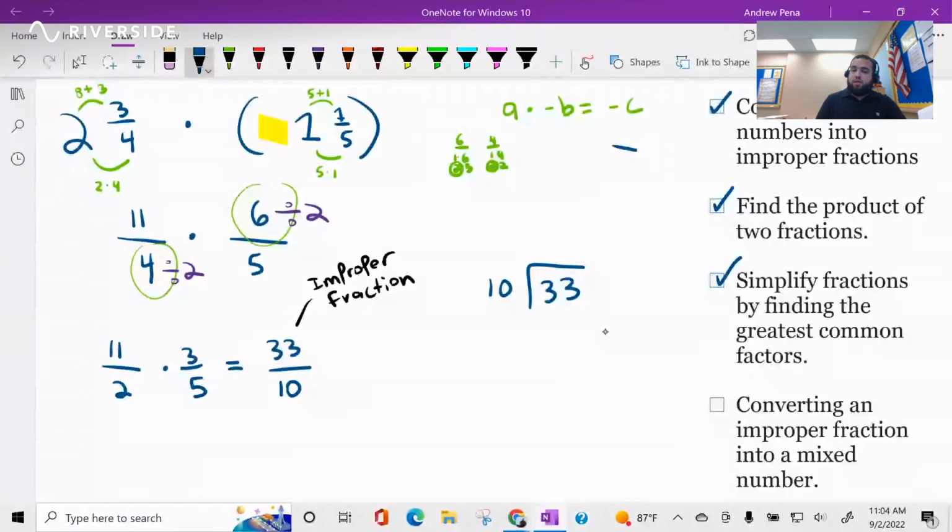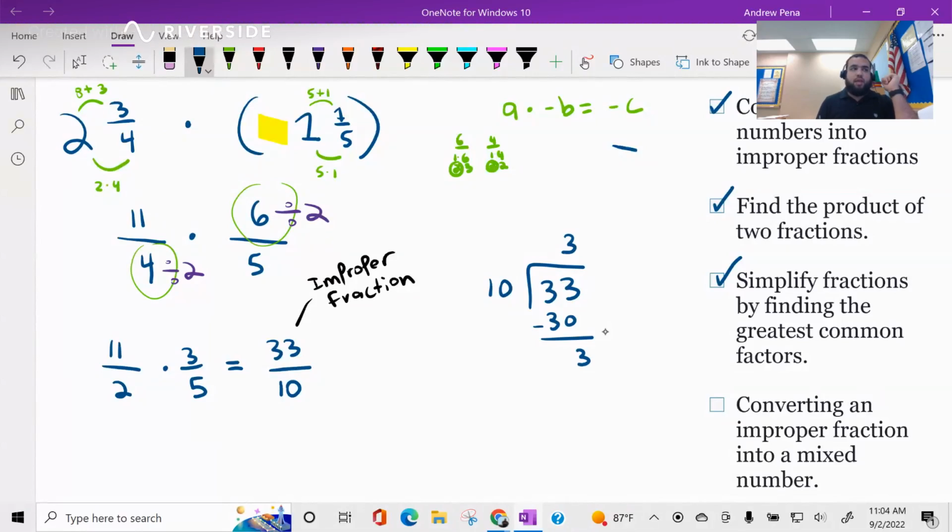10 goes into 33. What are the multiples of 10? 10, 20, 30. 3 times. 10 times 3 is 30, and we subtract. And so now we have the whole number, the denominator, which is 10, doesn't change. We have the quotient, and we have the leftover, which is 3.